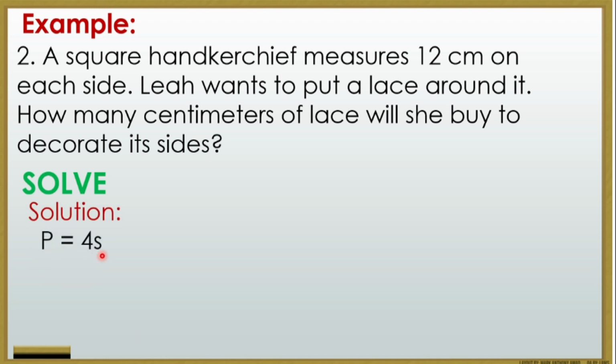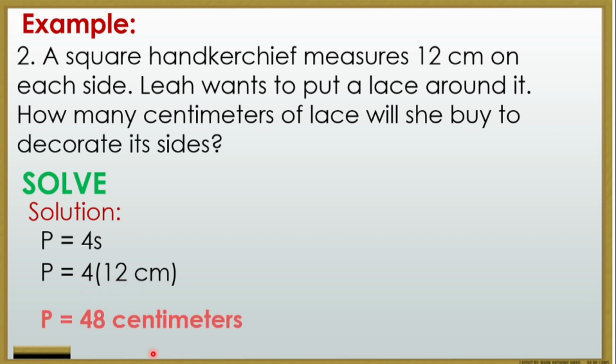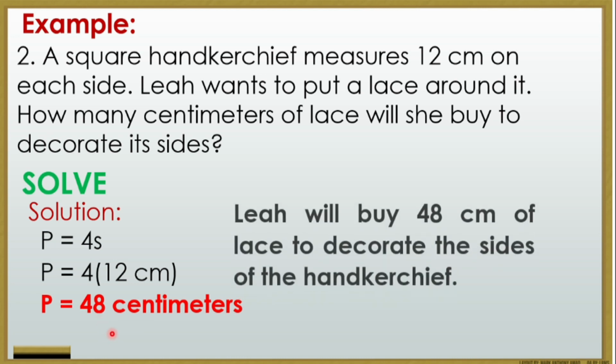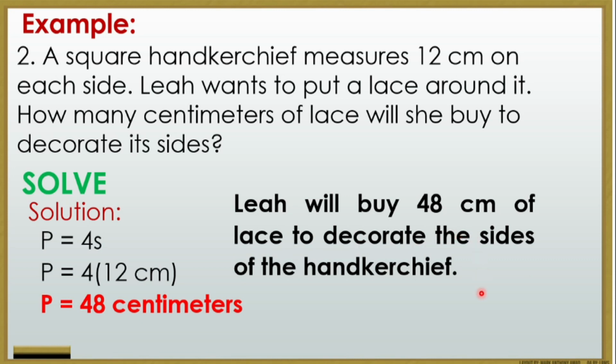P is equal to 4S. This would be the formula in finding the perimeter of the square. And then substitute again the value of side. So 12 centimeters. So 4 multiplied by 12 centimeter. The answer is 48 centimeters. Okay, so therefore, Leah will buy 48 centimeters of lace to decorate the side of the handkerchief.